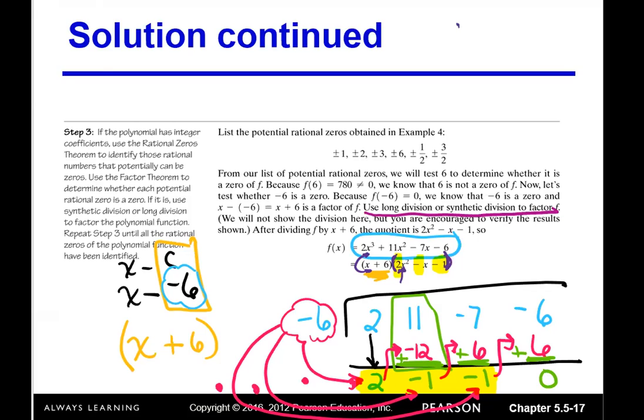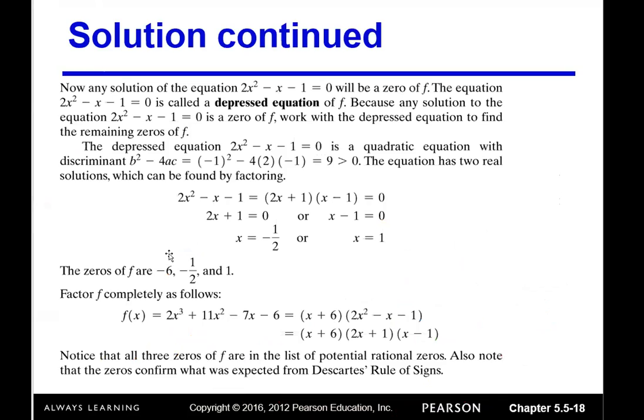Okay, so they show all this on the next slide. I was trying to go through it with you. Or did they? No, they didn't. It says now any solution of the equation 2x squared minus x minus 1 equals 0 will be a 0 of f. That equation is called a depressed equation, which I'm sure most of you are also feeling depressed right now watching all this crap.